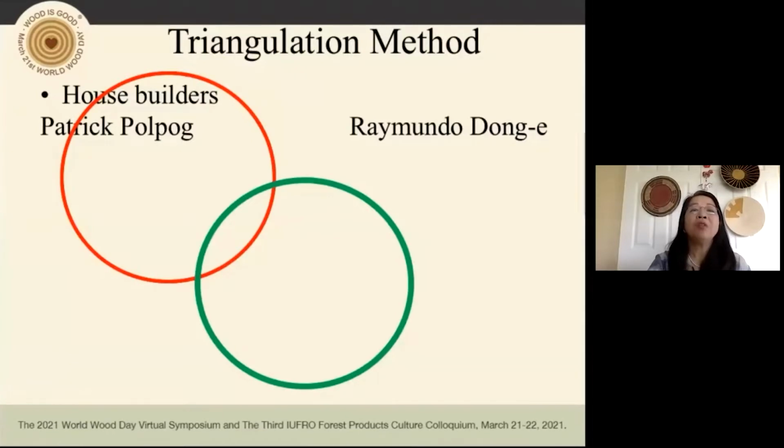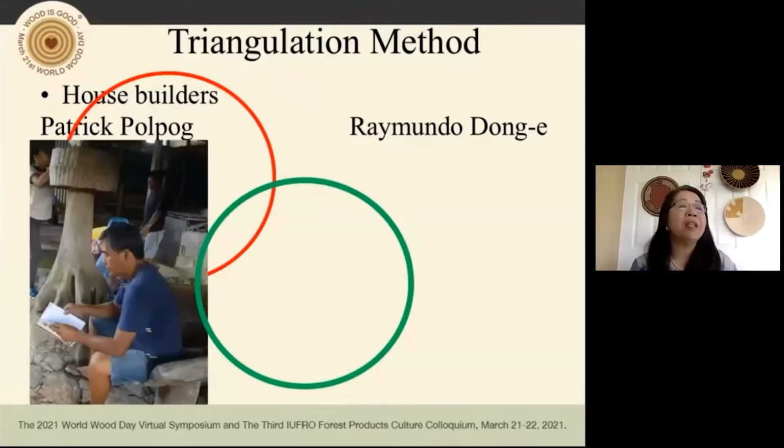The house builders were also important sources of information. These house builders are based in Ifugao. So here's a photo of Mr. Patrick Pulpog, who is a house builder based in Kiangan and owns several detached or collapsed traditional house components. He also builds traditional houses.